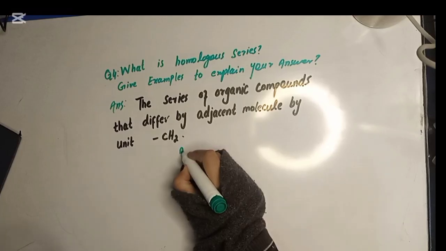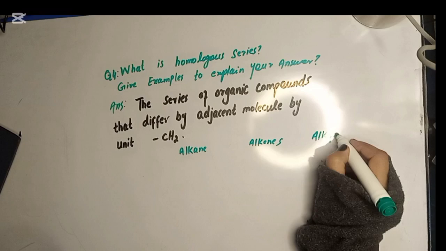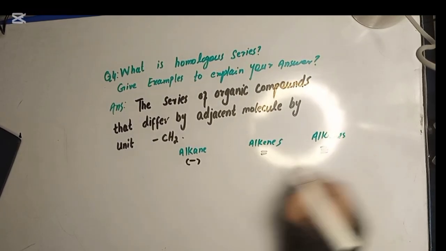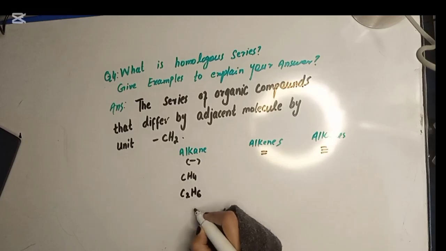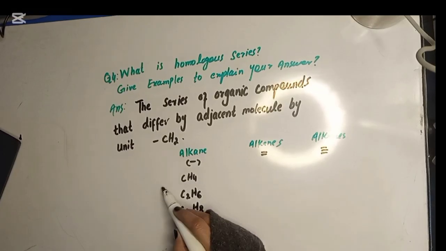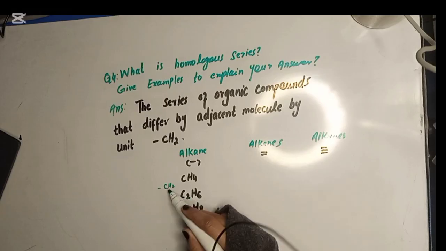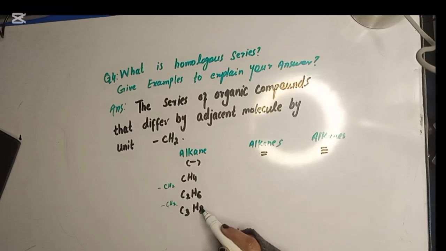Now let's understand with the example of alkanes, alkenes, alkynes. As we know, alkanes are single bonded, alkenes double bonded, alkynes triple bonded. The first member of alkane is CH4. The second member is C2H6. Third member is C3H8. Now focus on this. There is one carbon, four hydrogen. I'm just adding CH2. One carbon addition, it became two carbon. H2 addition became H6. After this, add CH2, we get three carbon, H8. Similarly, the example for alkene is also an example of homologous series.